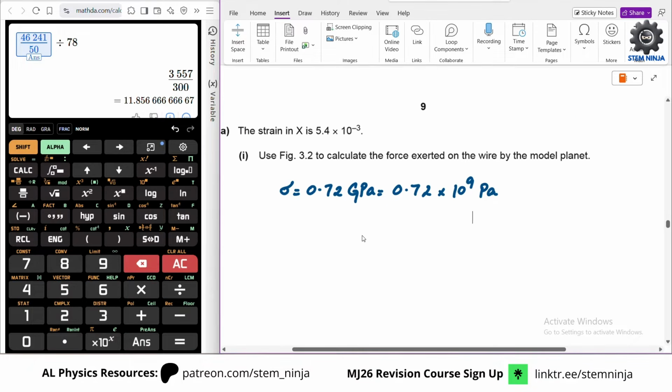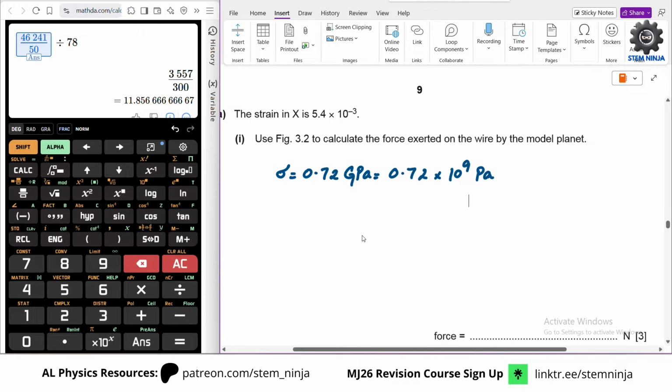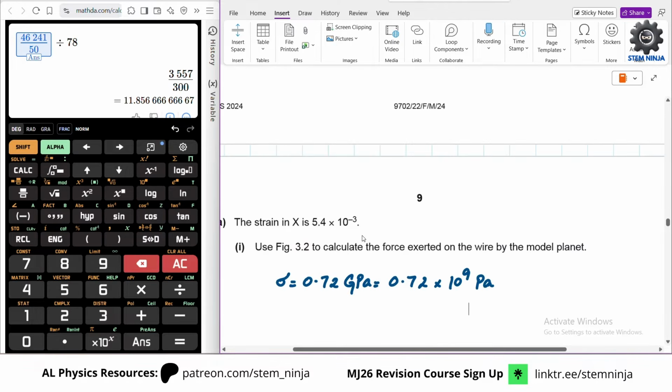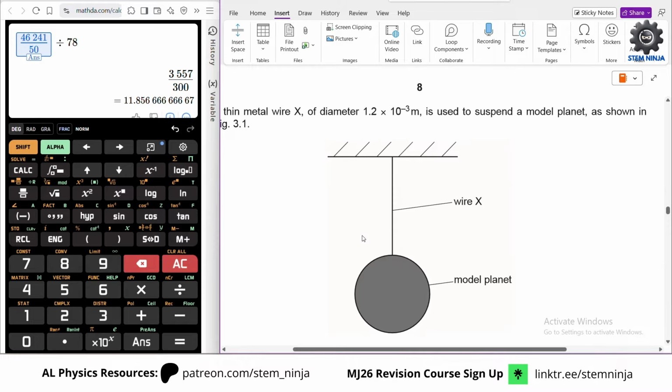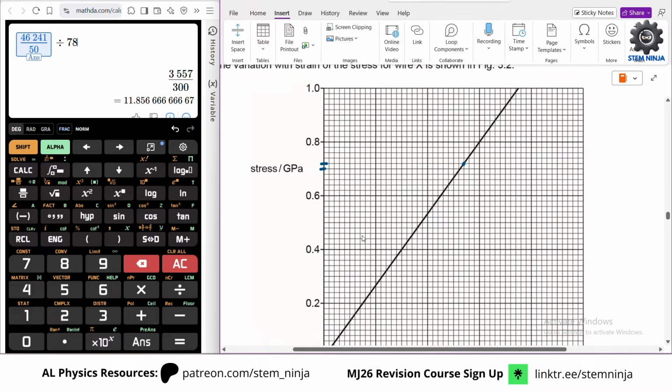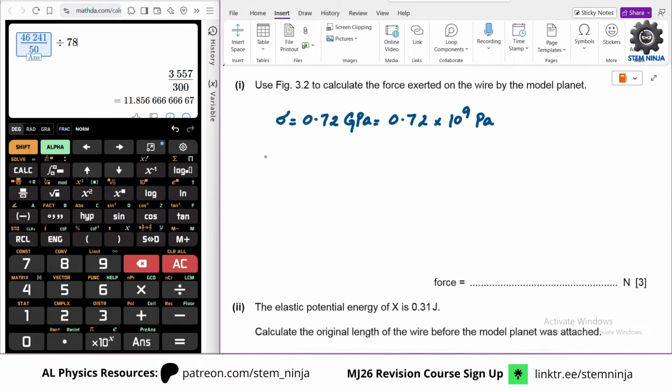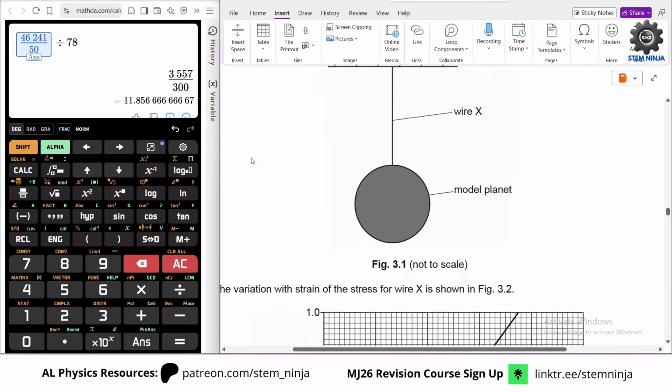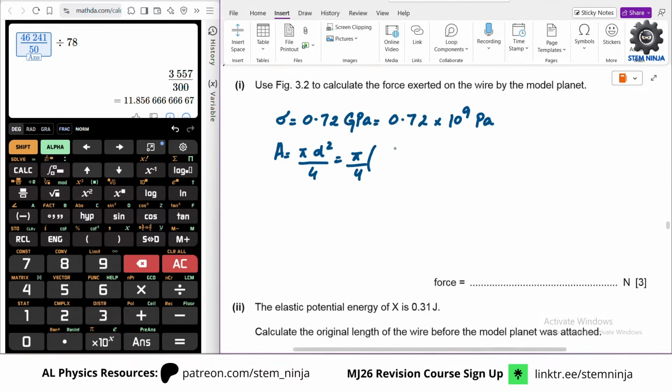Okay, and we know that... did they give us the cross-sectional area? Yes, the diameter is 1.2 times 10 raised to the power minus 3 meters. Okay, area is pi d squared over 4, pi over 4, sorry, what was it? 1.2 times 10 raised to the power minus 3.